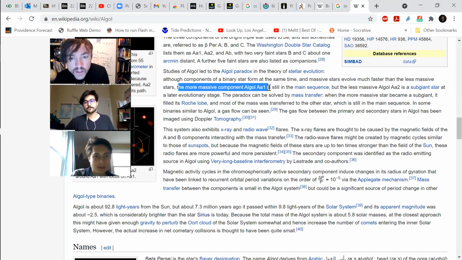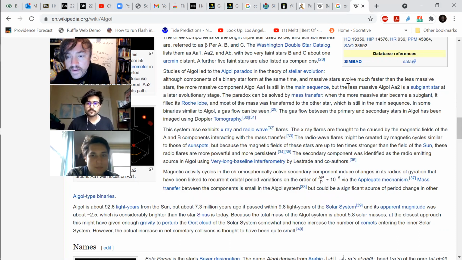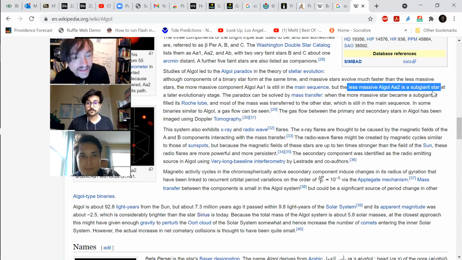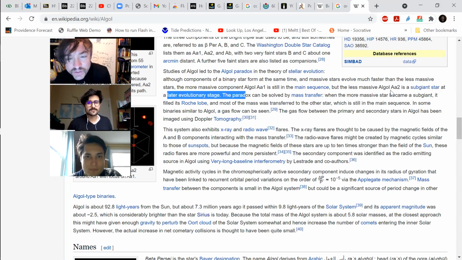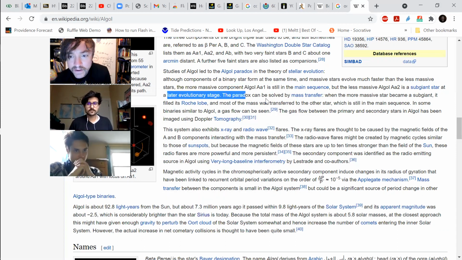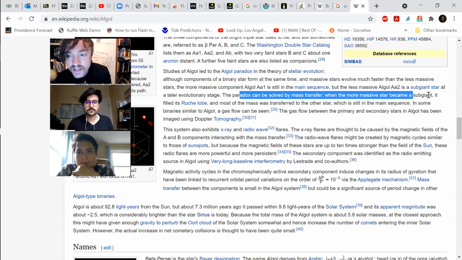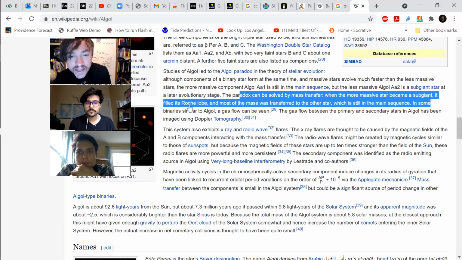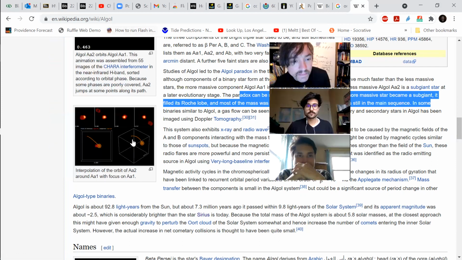No. The more massive component, Algol A1, is still on the main sequence. The less massive one is actually a subgiant star, so it's turning into a red giant, but it's at a later evolutionary stage, which is weird because it probably means that these guys formed at the same time. The more massive star should have run out of hydrogen fusion sooner, right? The paradox can be solved by mass transfer. When the more massive star became a subgiant, it filled its Roche lobe and the mass was transferred over to the other star, which is still in the main sequence. And so there's some gas flow between the two stars. It's very cool. There are ways to model and measure it.